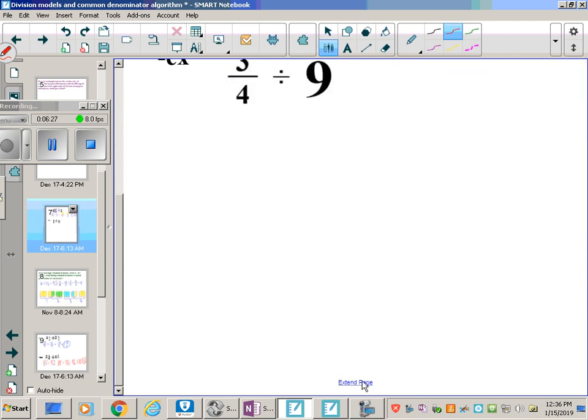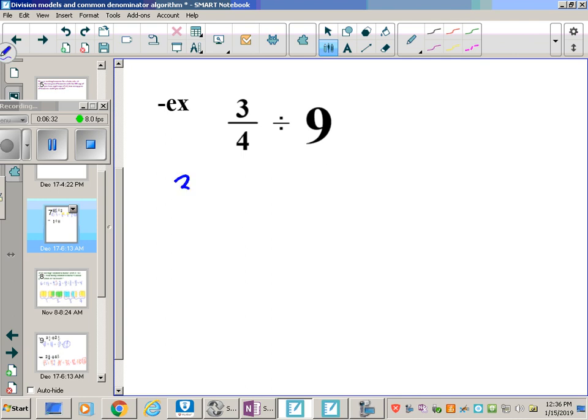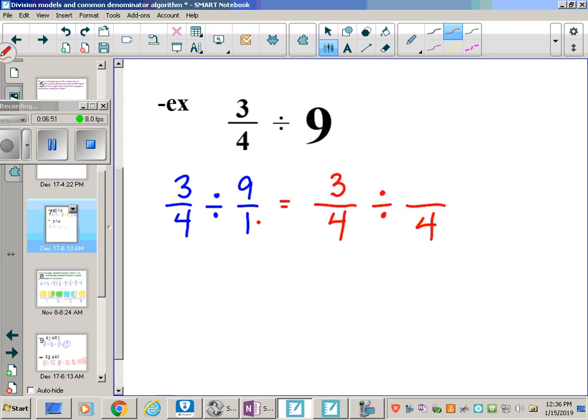3/4 divided by 9. Again, I have to write my numbers in fraction form. So I'm going to get 3/4 divided by 9 over 1. And when I do that, I need to now find a common denominator. My easiest common denominator is going to be 4. So let's make these fourths. 3/4 is already 3/4. I can multiply both the 1 and the 9 by 4 to give me fourths there. So I'm going to get 36/4. So 3/4 divided by 36/4.